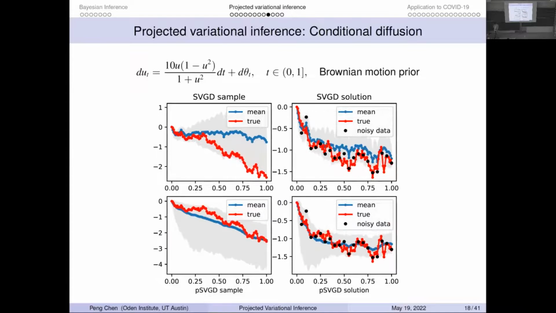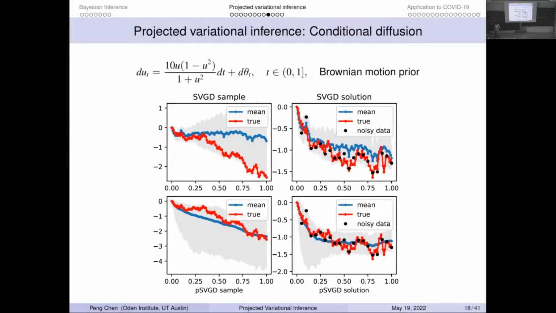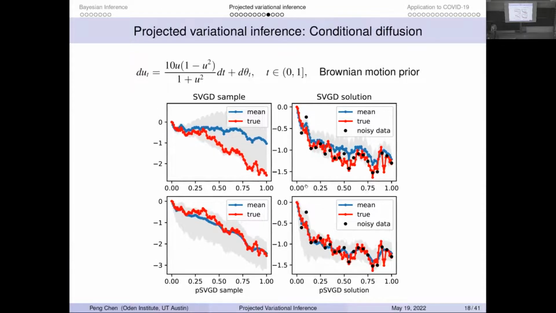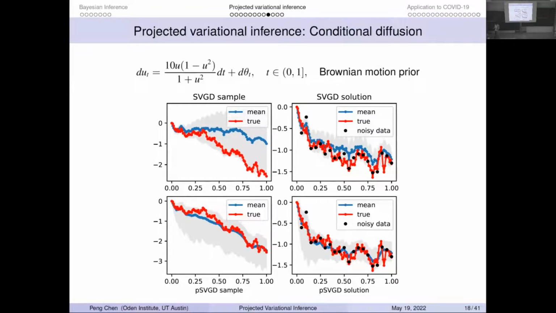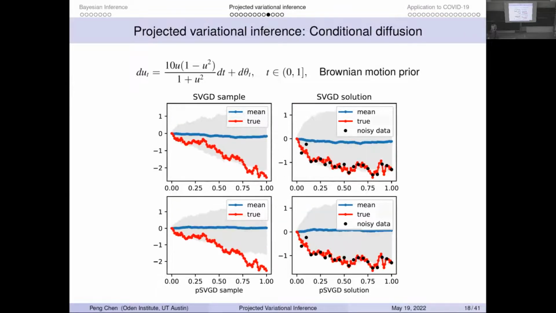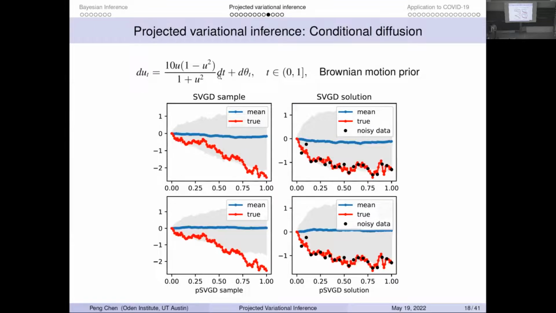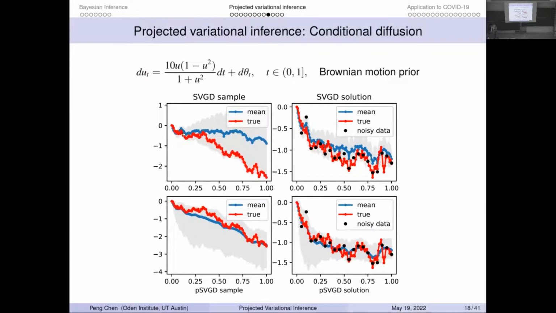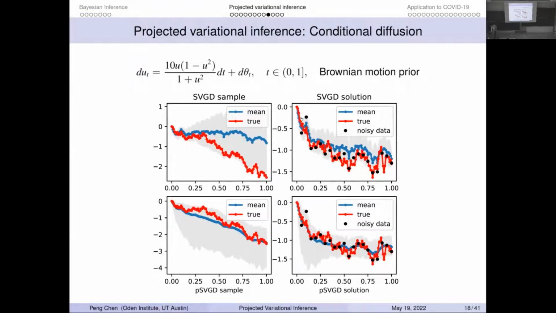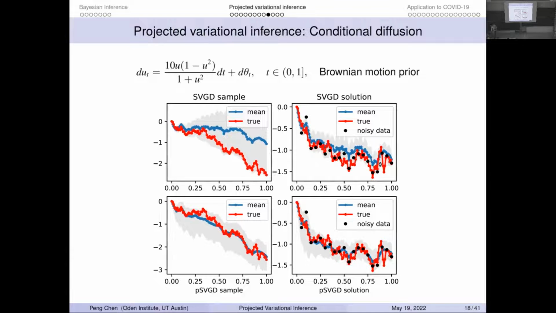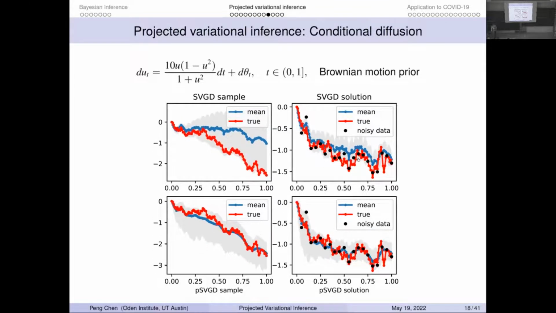Okay, so here's an example to show the difference between the SVGD and the PSVGD. We have a conditional diffusion problem, and now our theta, the parameter, is a stochastic process. It has a prior of Brownian motion. We have the solution U as a conditional diffusion here. We draw a synthetic sample, which is the red, the true sample. Here, this is a synthetic true solution, and we add noise, which becomes the noisy data as black dots.